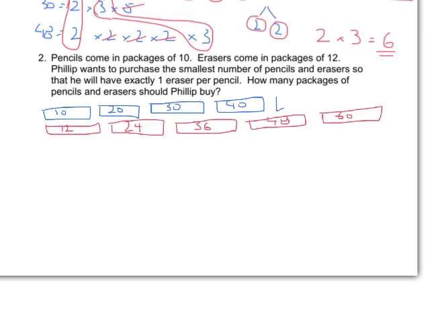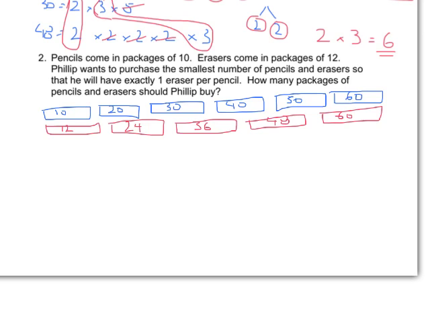So if he buys another package of pencils, he'll have 50. And finally, when he buys his 6th bag of pencils, he's going to have 60, and then finally he's going to have an equal number of pencils and erasers. So that's one way to do this problem.